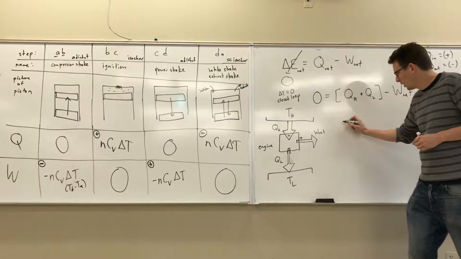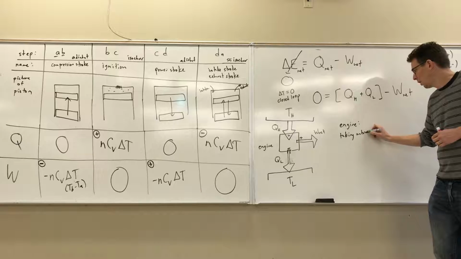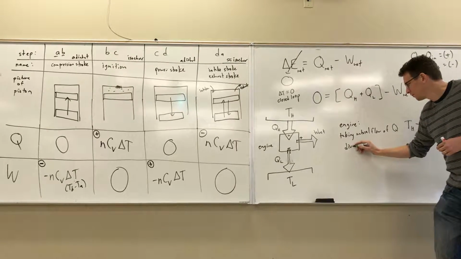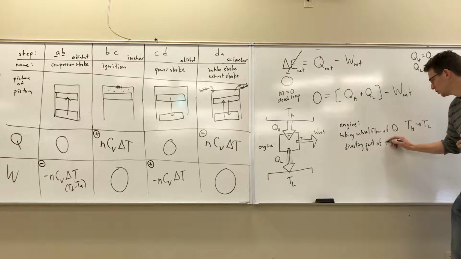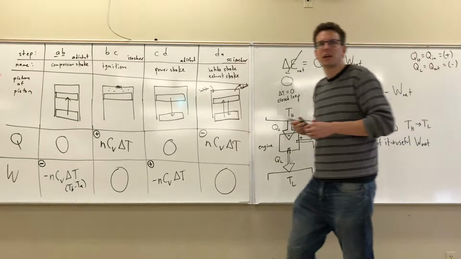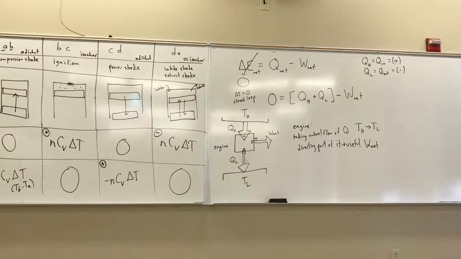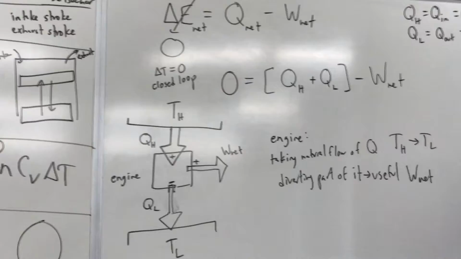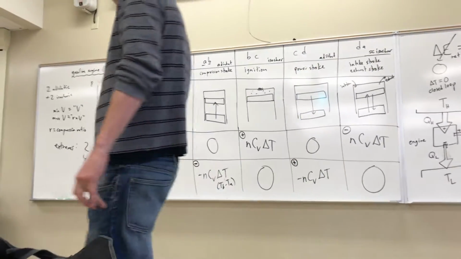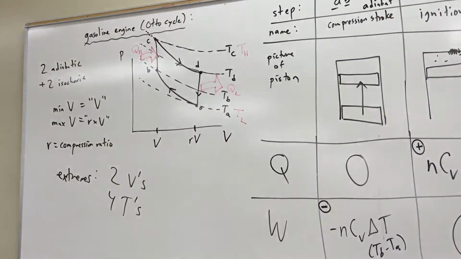So essentially, what an engine accomplishes is taking the natural flow of heat from a higher temperature to a lower temperature and diverting part of it to useful mechanical work. Okay? That is what a heat engine actually accomplishes. Taking a natural process and diverting part of it to your own ends. It's like you have a river flowing by your farm and you divert part of that water to irrigation, something like that.